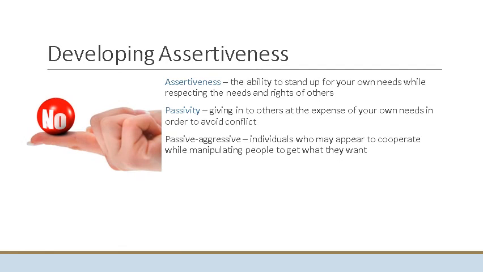Developing assertiveness. So assertiveness is the ability to stand up for your own needs while respecting the needs of others. And then there's passivity, which is giving in to others at the expense of your own needs in order to avoid conflict. The last thing they're going to talk about is passive aggressiveness, and that's basically when you appear to cooperate, but you actually manipulate other people to get what you want behind their backs. So you want to have a healthy sense of assertiveness. All right, and so if you're too passive, then that sometimes leads to passive aggressiveness, which is a completely unhealthy way to interact with other people.